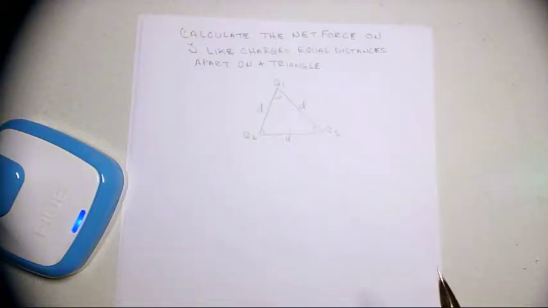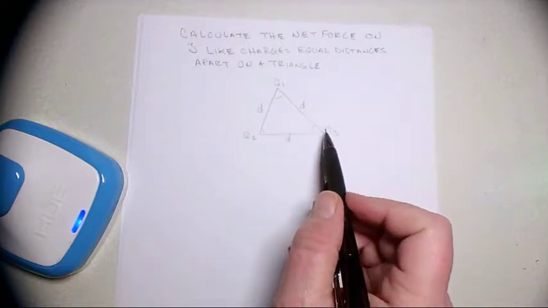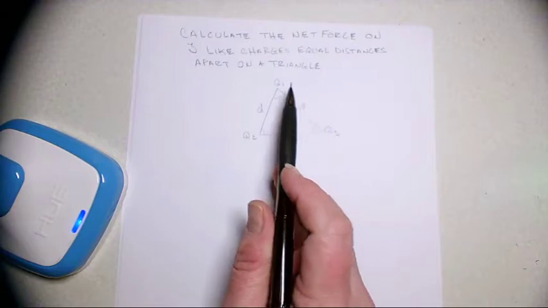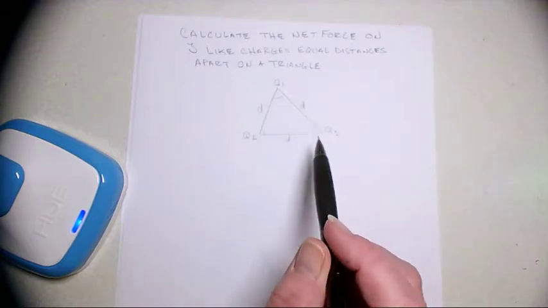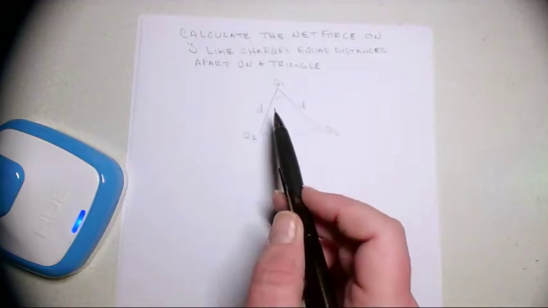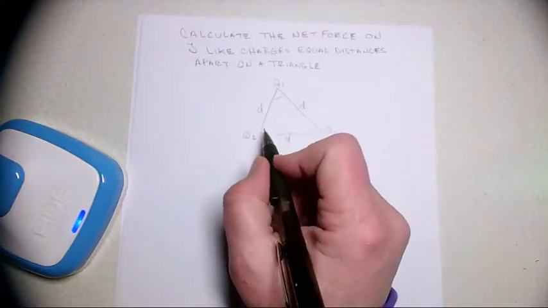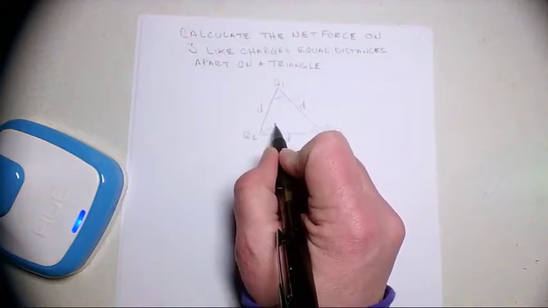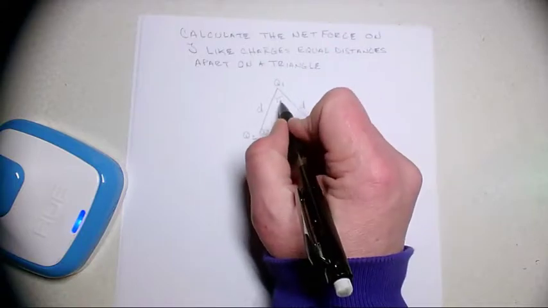Okay, so on this one, we have three charges. You had to know a triangle was coming. At three separate corners of a triangle, all the charges are equal, and they're equally spaced apart. So D is the same for all. The only way for this to happen is if all of these angles are 60 degrees. It's an equilateral triangle.